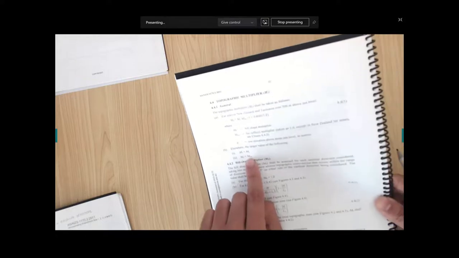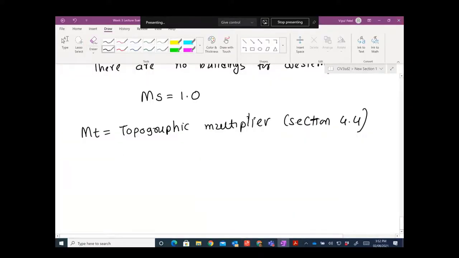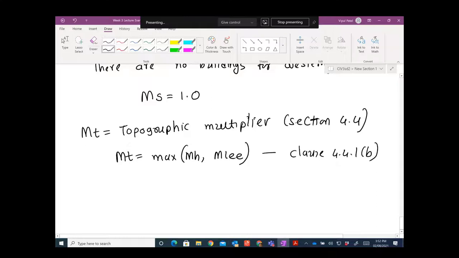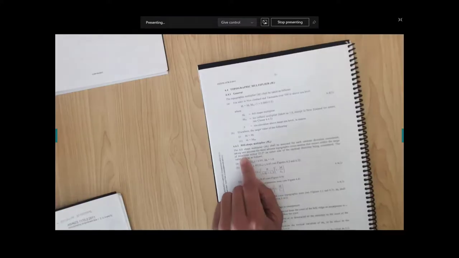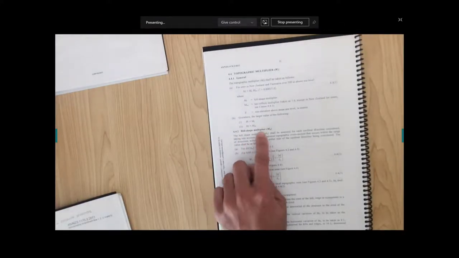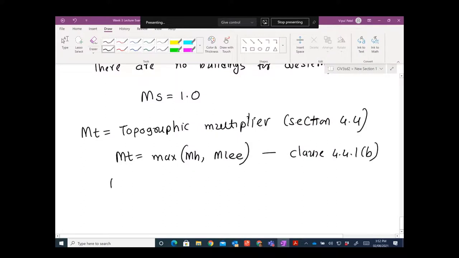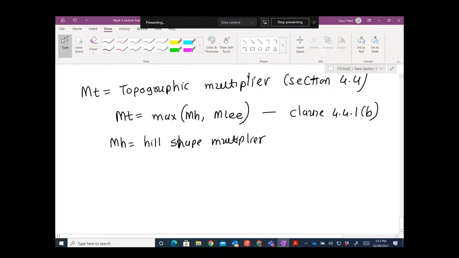MT equals MH and MLE. So we found some information: MT equals the maximum of MH, comma, MLE. Okay, that's good. That is in clause 4.4.1b. Now what about MH? We need to calculate two things. So MH, hill shape multiplier. Let's do it. MH is equal to hill shape multiplier. What is MH? How are we going to get the MH?